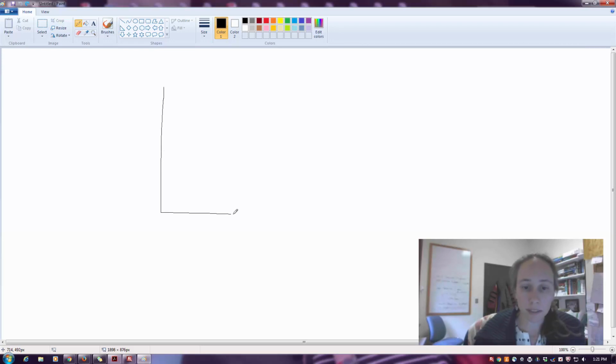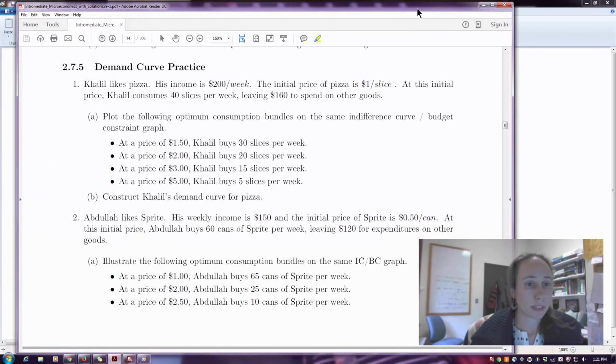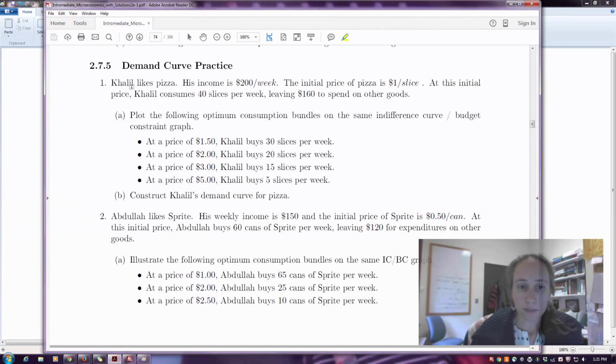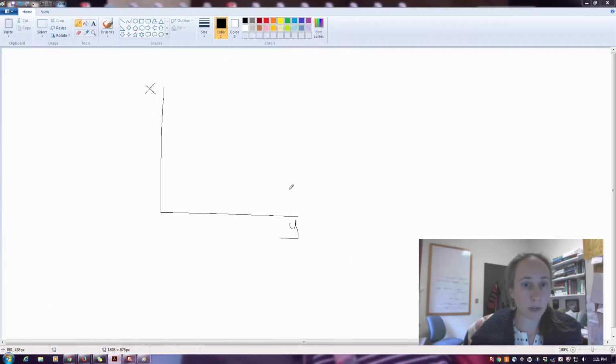We're modeling choice, and you have a choice between two goods. So this is not price and quantity space. This is two different goods, like good X and good Y. Let me use one of the examples that you're doing here. In this first example, Khalil likes pizza and all other goods. So we can make one of these axes pizza, and every dollar that he doesn't spend on pizza, he spends on all other goods.